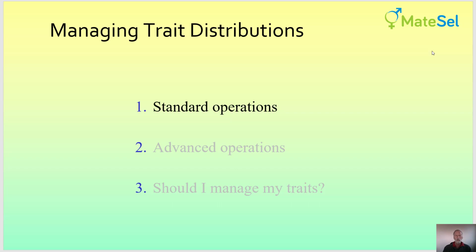In the next video, we will give options to look at entities other than traits, such as age or location, and the possibility to duplicate fields in the main data file so that you can apply more than one control type to any individual trait. And lastly, we'll ask the question, should I manage my traits? And we'll show that you can actually have quite a bit of leeway to change distributions without affecting genetic progress in any great deal.